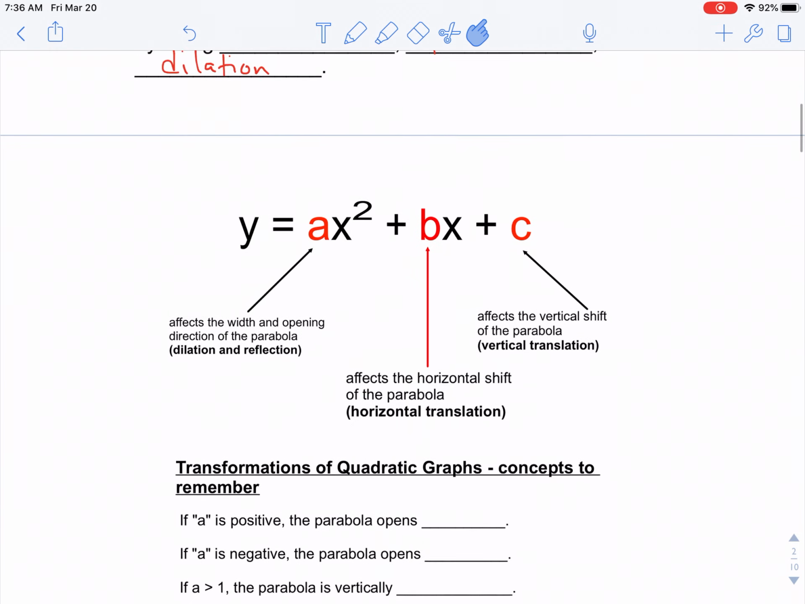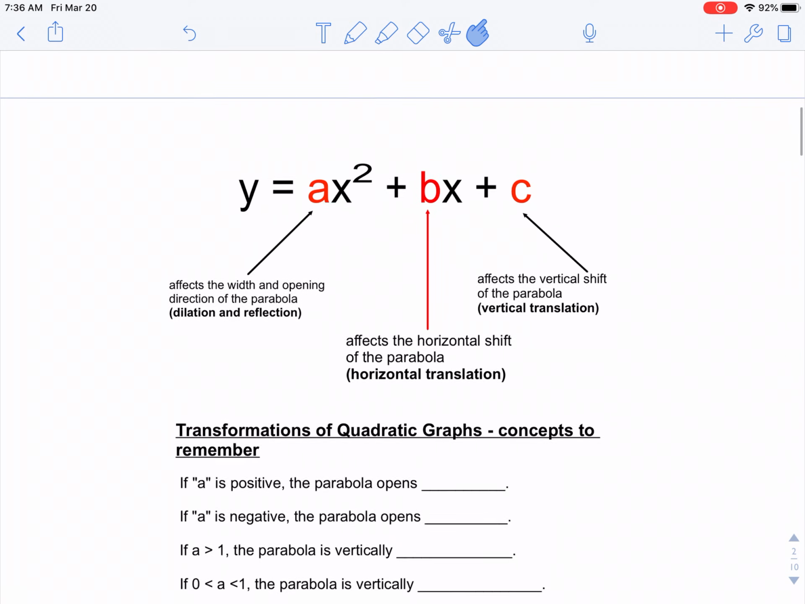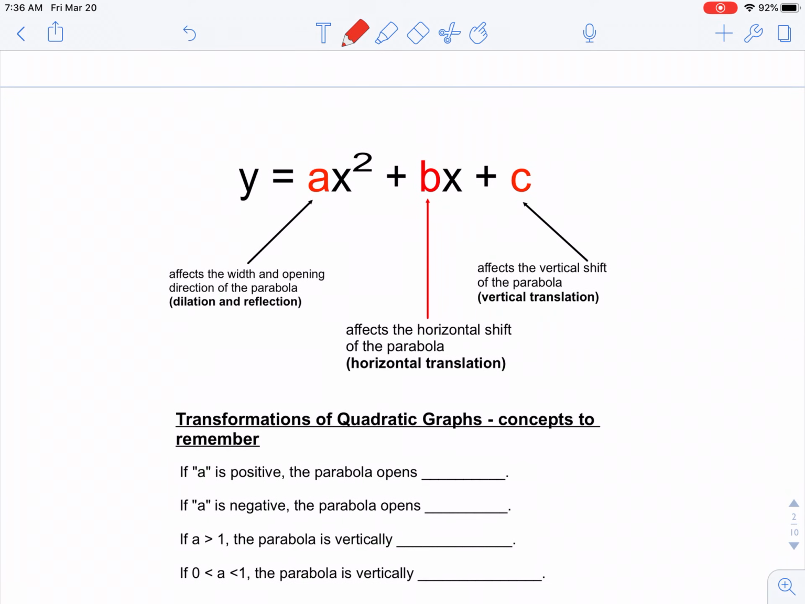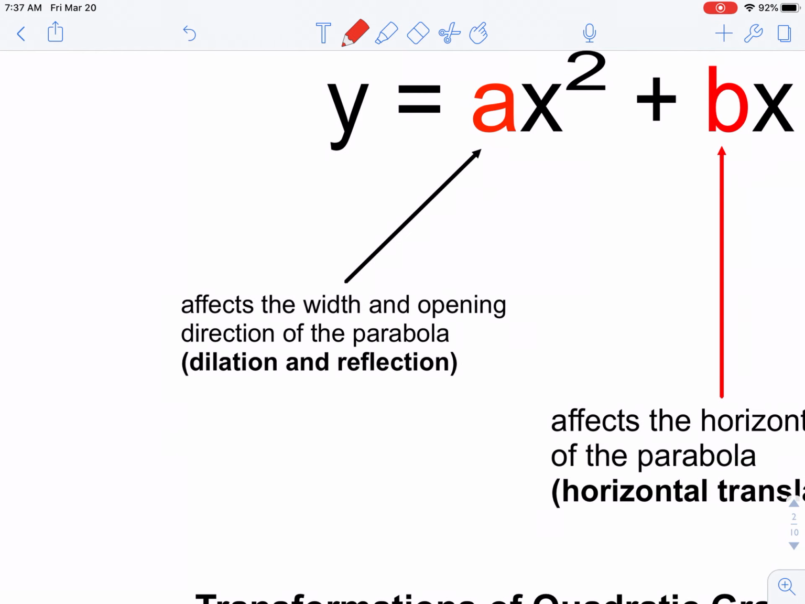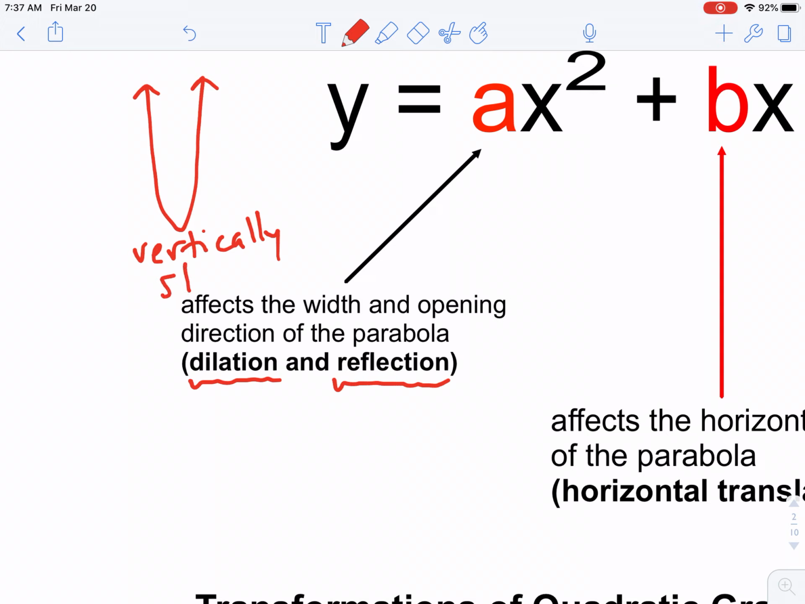All right, so on the next slide, here's your standard form of a parabola. The A, B, and C values all affect different transformations of the parabola. So if you zoom in a little bit here, the A value, the very first number you see, will affect 2 things. It'll affect the dilation of the parabola and its reflection. The dilation is how much it's either stretched or compressed. Okay, so you may see ones that are real tall and skinny. Those are being vertically stretched. They're narrower.